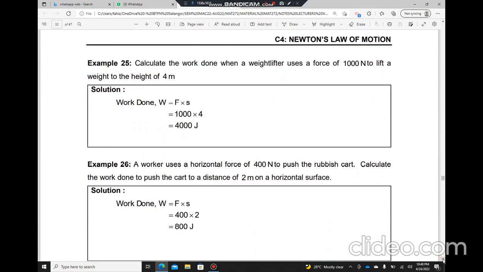Okay, so example 25. Calculate the work done when a weightlifter uses a force of 1000 Newton to lift a weight to the height of 4 meter. So this one, dia bagi F is 1000 Newton and then height is 4 meter. So 1000 multiplied by 4, 4000 joule.